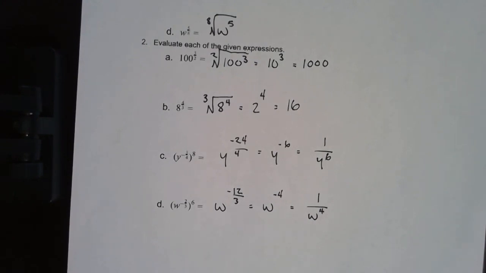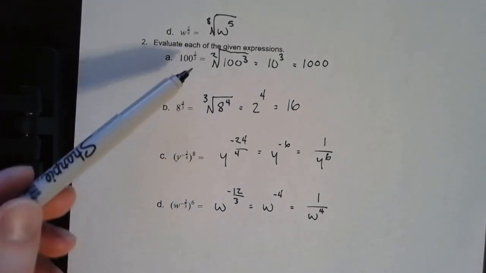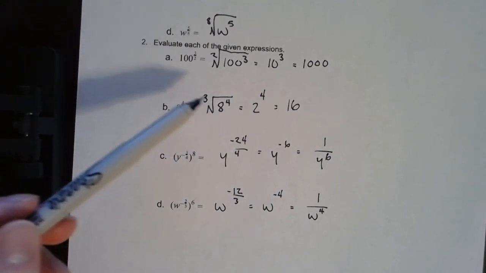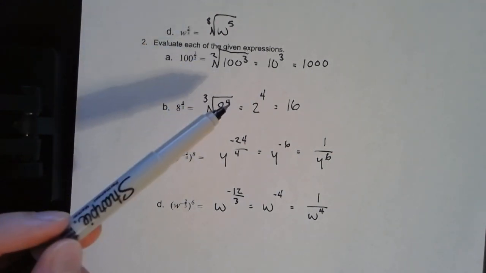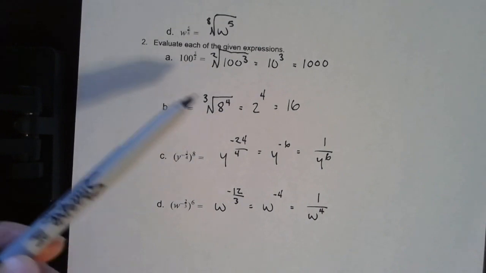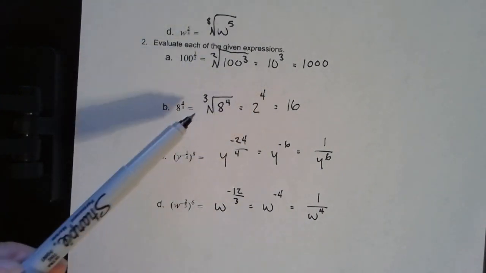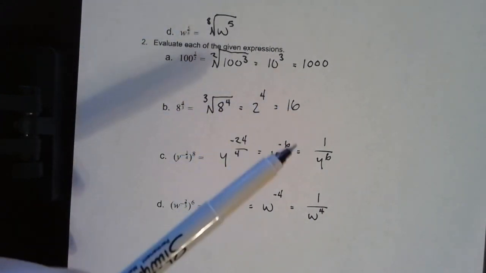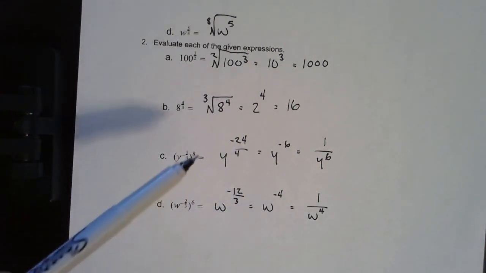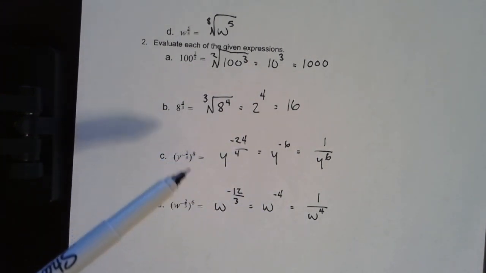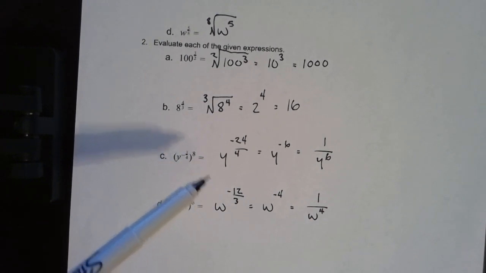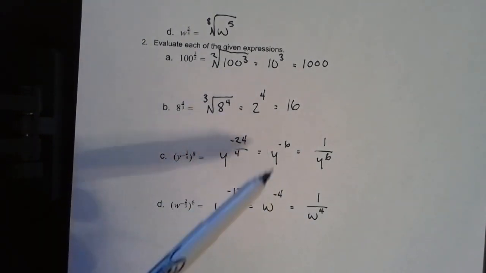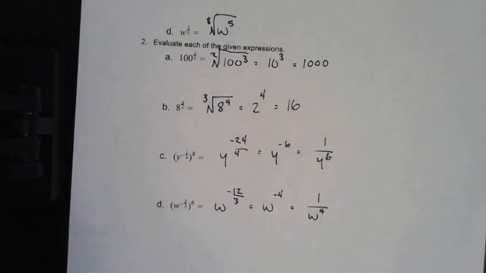And here are the answers for the first two. I wrote these in radical form, and I did the radical before the exponent here. So I square rooted this one and third rooted this one, and then applied the power. For C and D, I multiplied the exponents and then simplified the rational and then moved the negative exponents to the denominator.